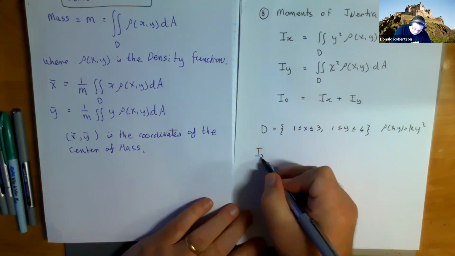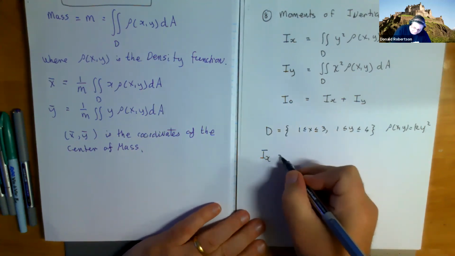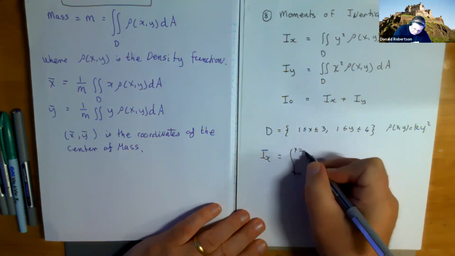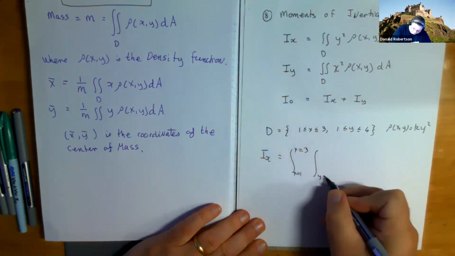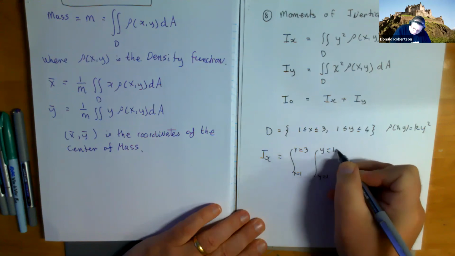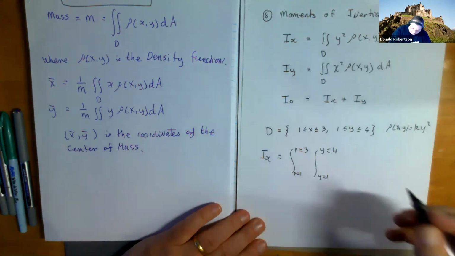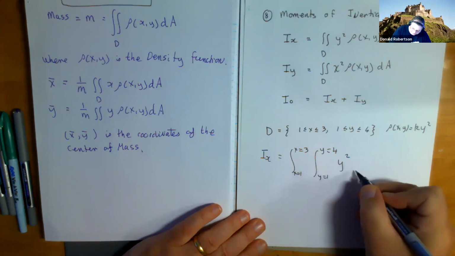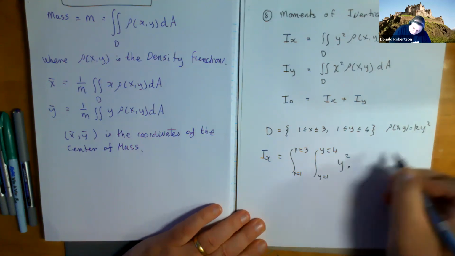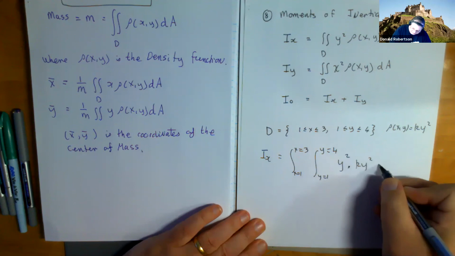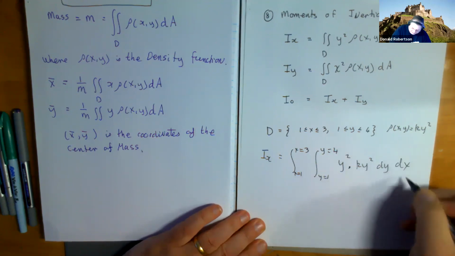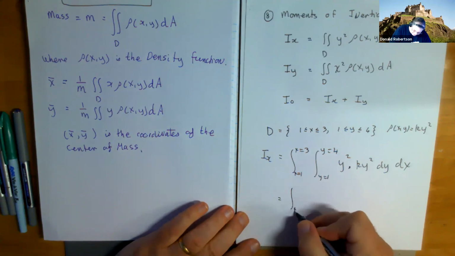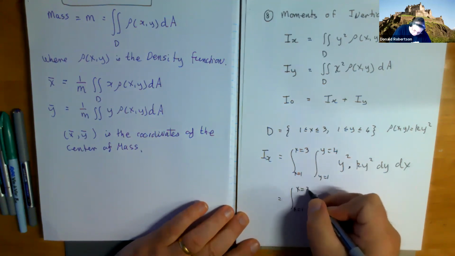So this is how I would set up Ix. How about x equals 1 to x equals 3? How about y equals 1 to y equals 4? Since they call it y squared, I will call it y squared. The density function is ky squared. And I do dy dx because of the order of integration. I would do a little bit of tidying up and then I'd be good to go.